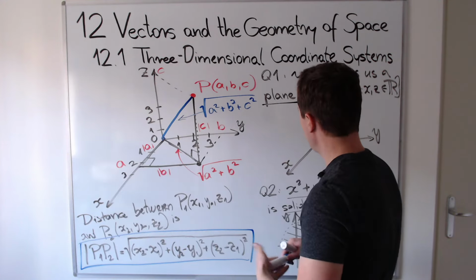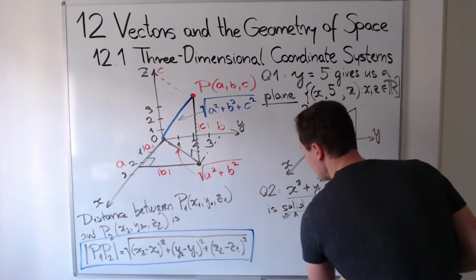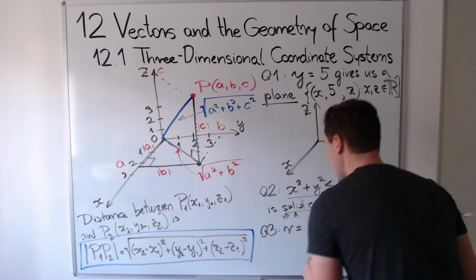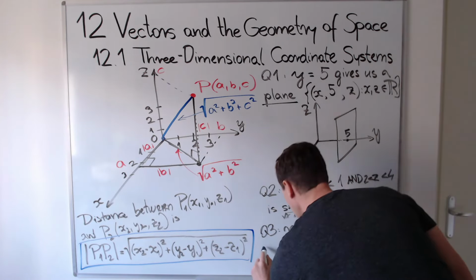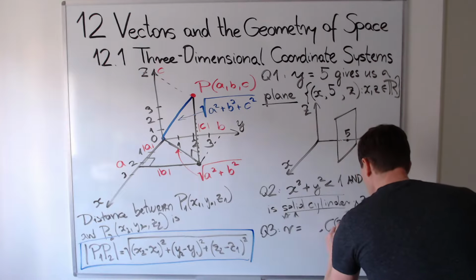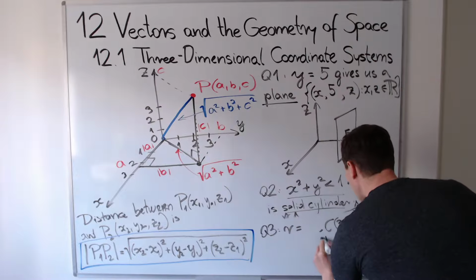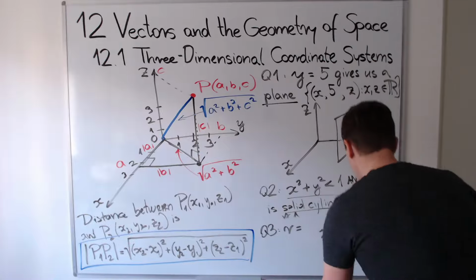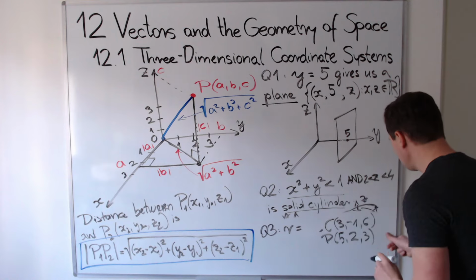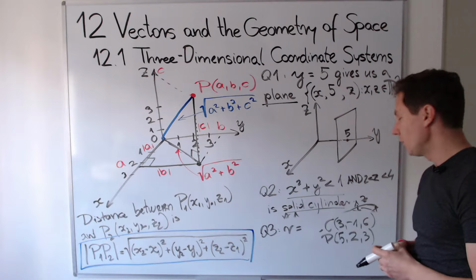Okay, and so for my third question, let me ask you for the radius of a sphere whose center has coordinates 3, -1 and 6, and the sphere passes through the point with coordinates 5, 2 and 3. So what's the radius of such a sphere? Pause the video and input your answer below.